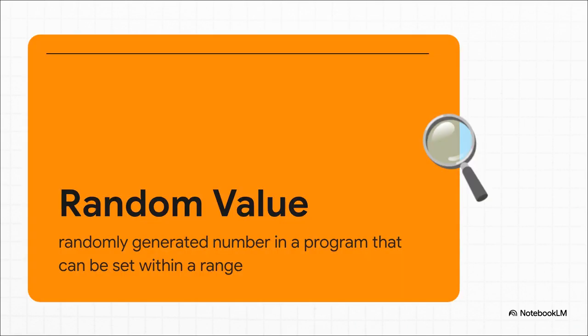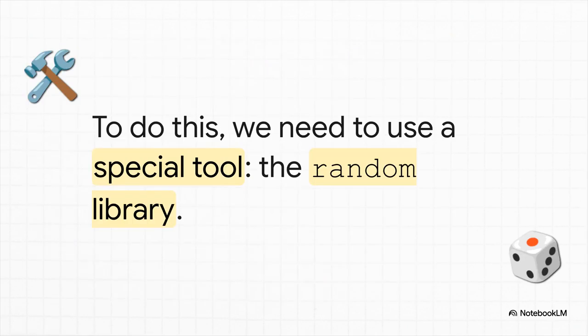And the tool that does exactly that is called a random value. Most programming languages have this incredible built-in ability to just invent a number that seems totally random. And crucially, we can tell it the range of numbers it's allowed to choose from. Now in MicroPython, this power isn't just sitting there ready to go. We actually have to ask for it. We do that by importing something called a library. Think of it like this. You need to do a specific job, so you go grab the specific toolbox you need.